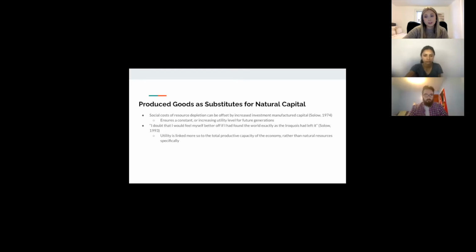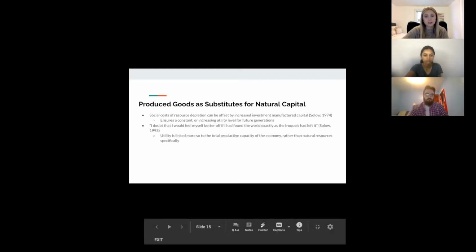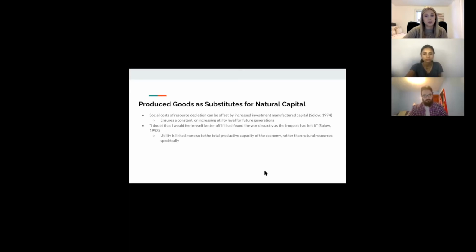The idea that produced goods are effective substitutes for natural capital in all cases is a bold claim, which Solow has been quoted explaining with, "I doubt that I would feel myself better off if I had found the world exactly as the Iroquois had left it." In this, he was trying to convey his idea that people, although it's important to know not all people, have benefited from the development of urban environments. So he was also suggesting that utility is linked more so to the total productive capacity of the economy rather than natural resources specifically.